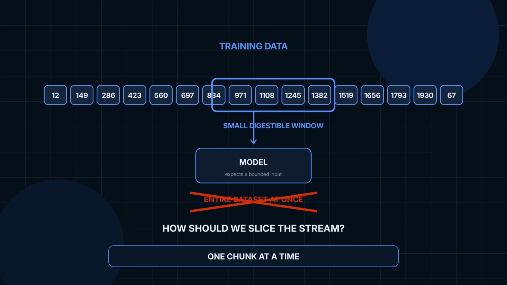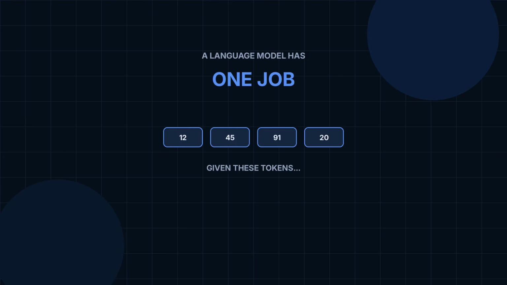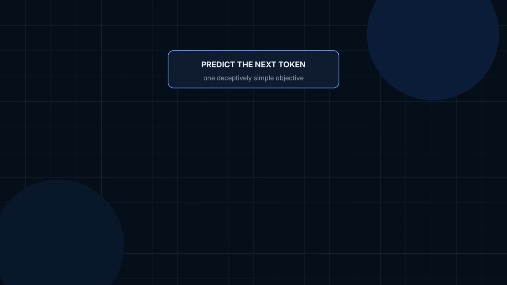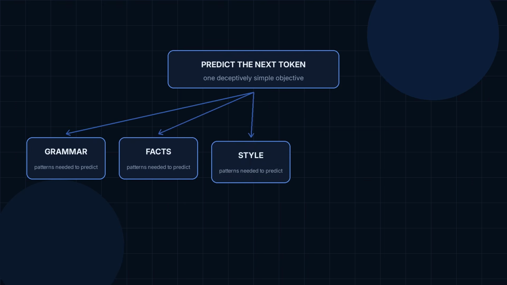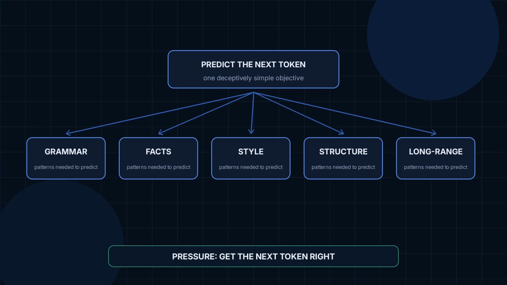Before we talk about slicing, it helps to be precise about what we want the model to learn. A language model has one job. Given a sequence of tokens, predict what comes next. That's it. And here's the clever part, that one simple task of predicting the next token is surprisingly rich. To do it well, the model has to absorb grammar, facts, style, structure, and long range dependencies, all from the pressure of getting the next token right.